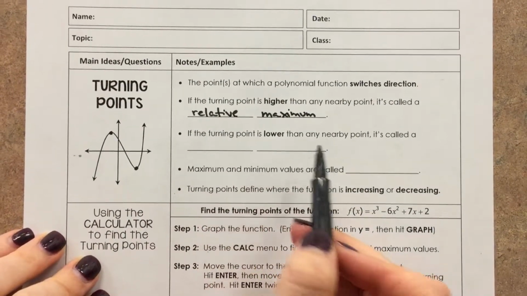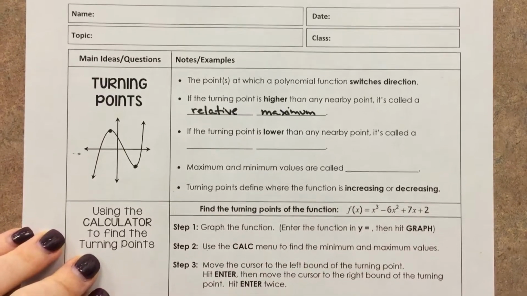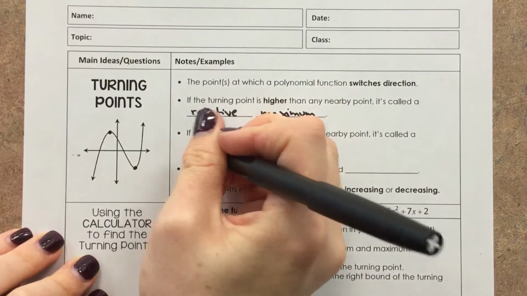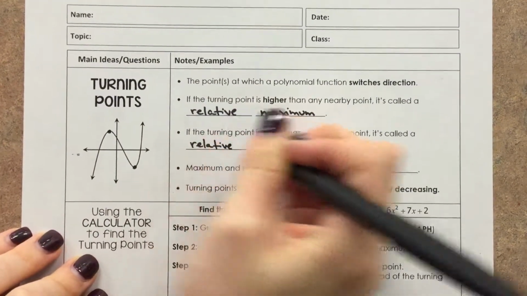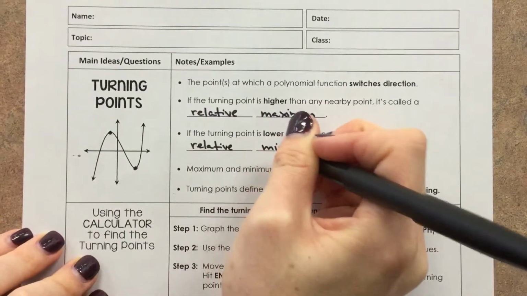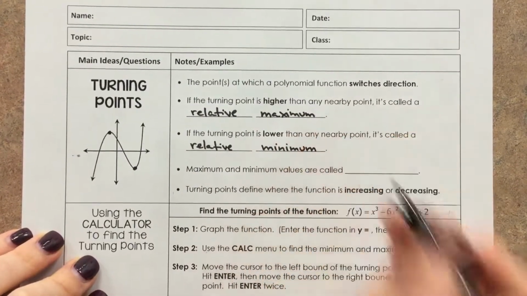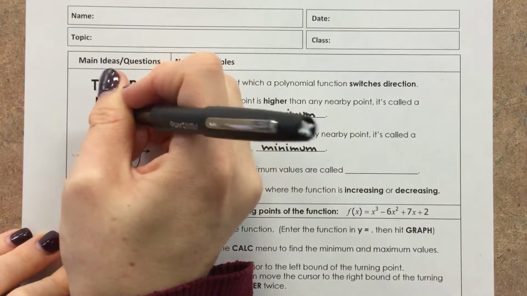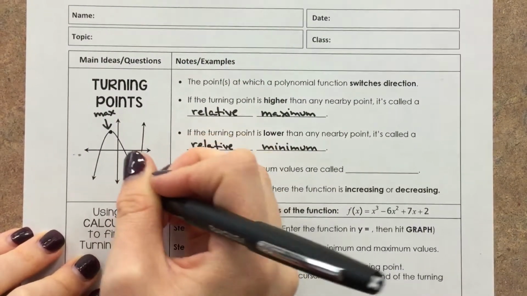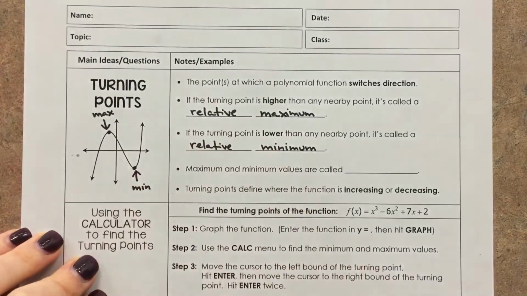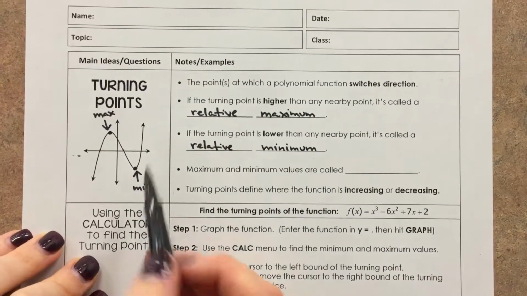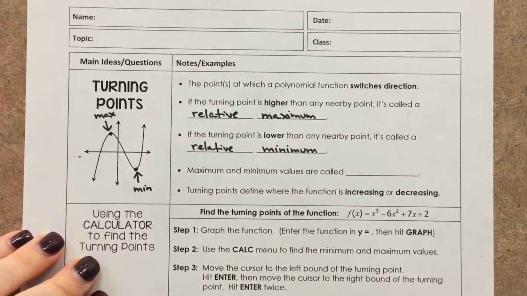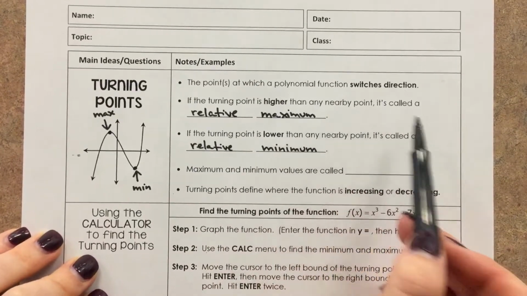If the turning point is lower than any nearby point, it is called a relative minimum. Or again, you'll probably just hear me say min. So this point right here is considered to be a relative maximum point. This point right here is considered to be a relative minimum point. Now, not the highest or lowest point ever, but just like it said, higher than any other nearby point.